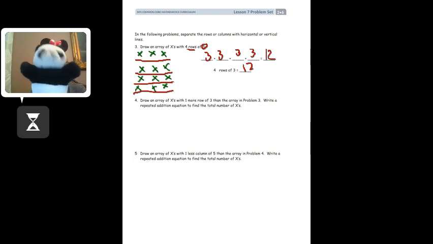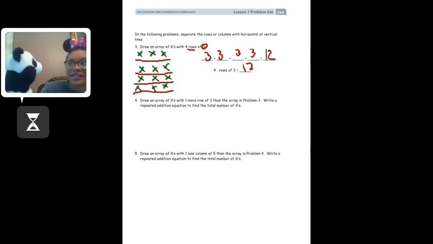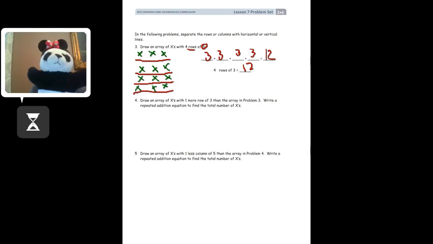Okay, boys and girls, now it's time to look at number 4. Number 4 says, draw an array of x's with one more row of 3 than the array in problem 3. Write a repeated addition equation to find the total number of x's. Okay, Miss Williamson, now you can take it over from here. All right, thank you, Kid Panda. No problem.